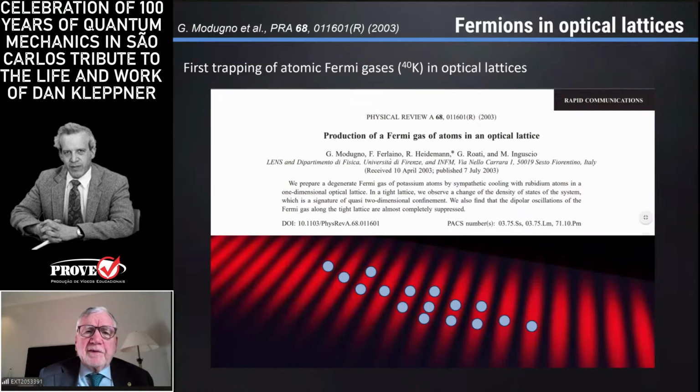This production of a Fermi gas of atoms was very interesting because, in particular, we were the first in placing a degenerate Fermi gas in an optical lattice, essentially creating the first tool for what became the quantum simulation with fermions in optical lattices.